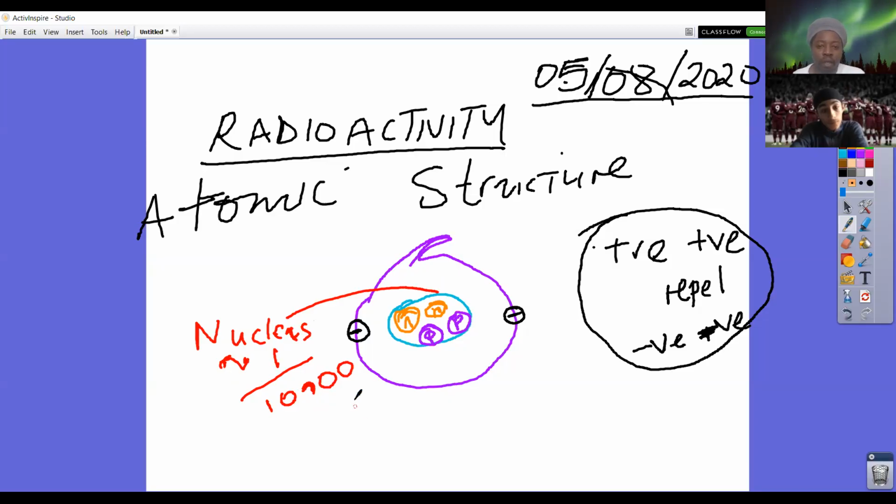of the diameter of an atom, okay? I should have just used a visualizer, I think it would be much better. So the nucleus is pretty dense, and the electrons are pretty far away.